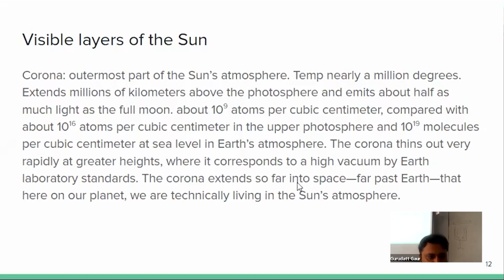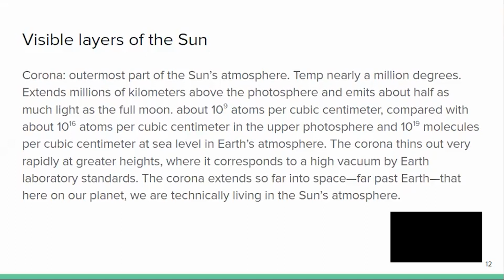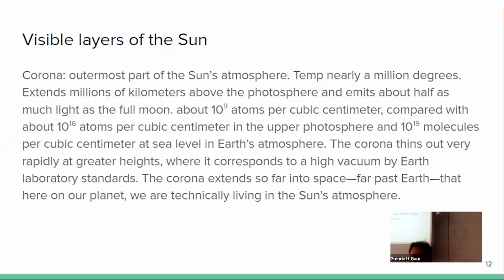You can call it matter or plasma. But the important thing is this statement: the corona extends so far into space, far past Earth, that here on our planet, we are technically living in the sun's atmosphere. Now imagine, that's the corona. That's why even if the sun is very, very far away from us, it plays a very, very crucial role in the Earth's atmosphere also.